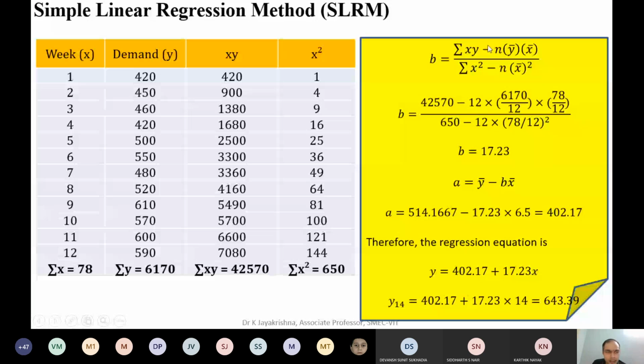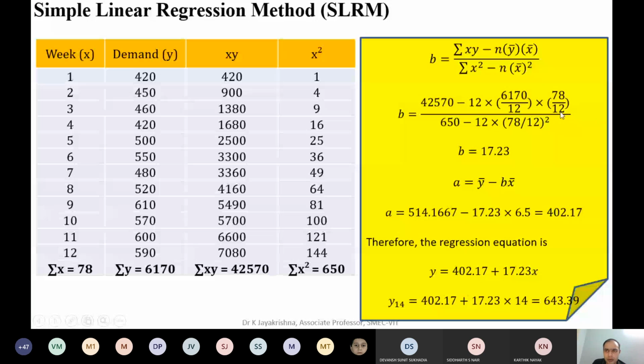Next, we need the n value. n is the time period, so n is 12. I am putting 12. Next I have to calculate the y bar value, where y bar means the mean. You know the mean value. The y bar value is the summation of all the y divided by n, so n is again 12. Then the x bar value: the summation of all the x values is 78, so 78 divided by 12, I'm putting this here.